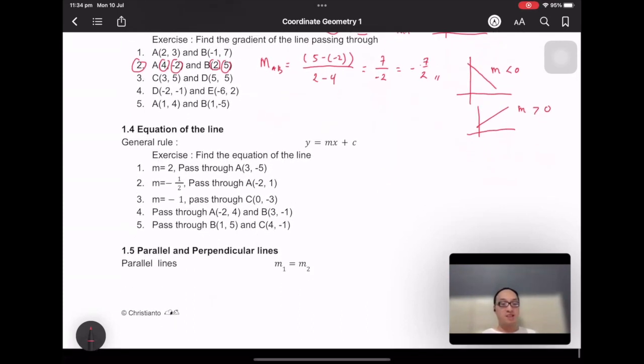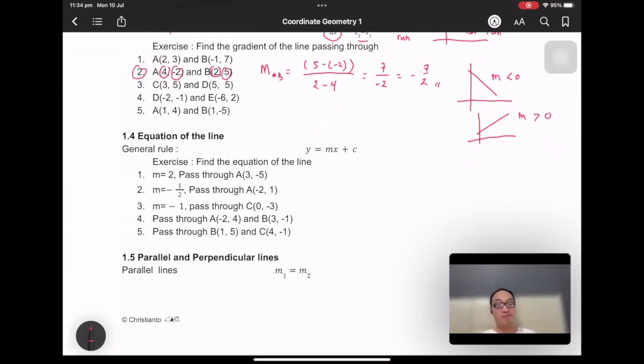Next is the equation of the line. We have a general form, or general rule, of the equation of the line. The general rule is y equals mx plus c, where m is the gradient of the line and c is the y-intercept.